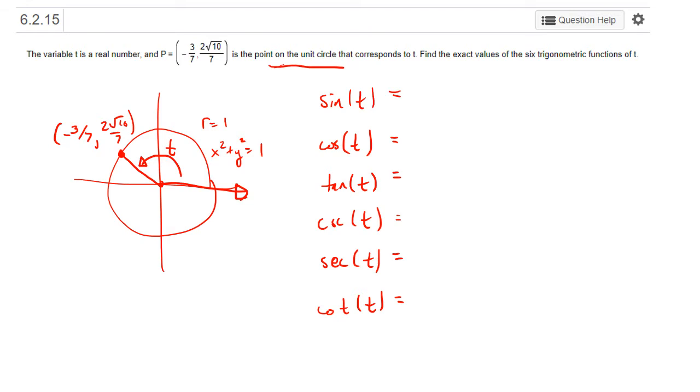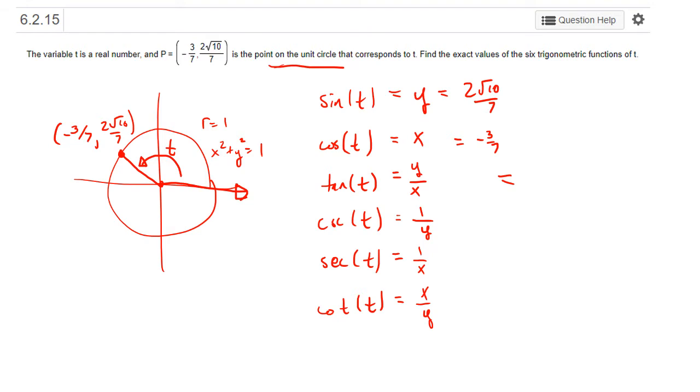The sine of t is the y coordinate, the cosine of t is the x coordinate, the tangent of t is the ratio of y to x. The cosecant of t is 1 over the y coordinate, the secant of t is 1 over the x coordinate, and the cotangent of t is the ratio of x to y. So we just have to refer to the point we were given, where y is 2 root 10 over 7, and x was negative 3/7. So those right there give us our sine and cosine. And then we can take these values and start constructing everything else.